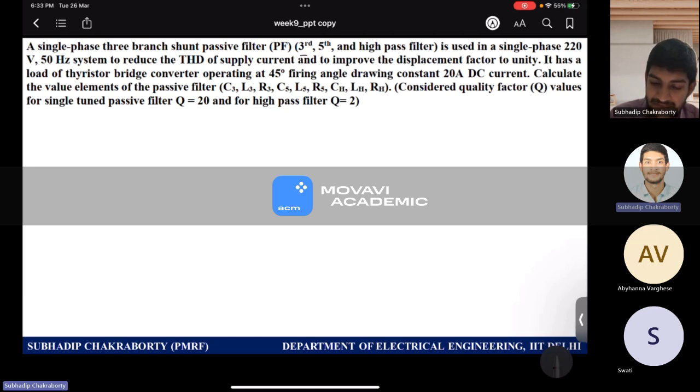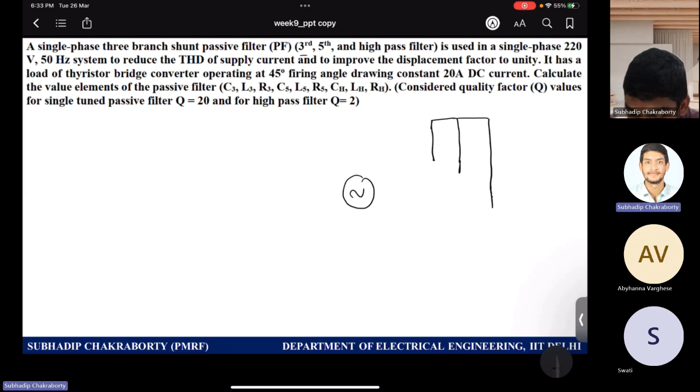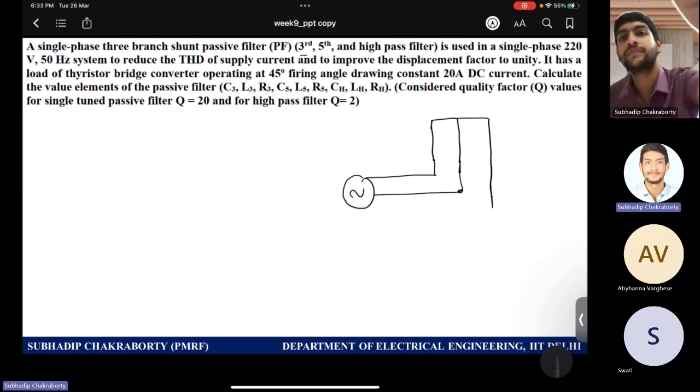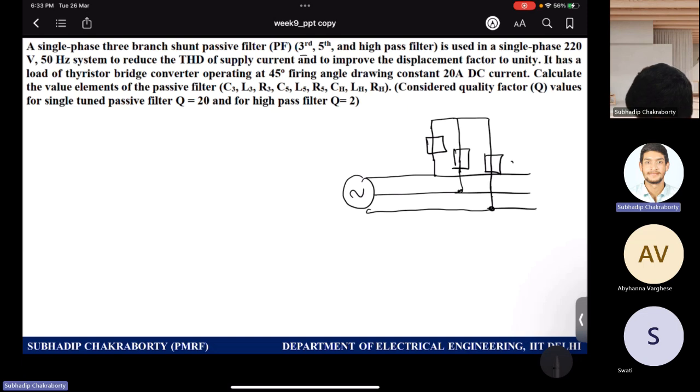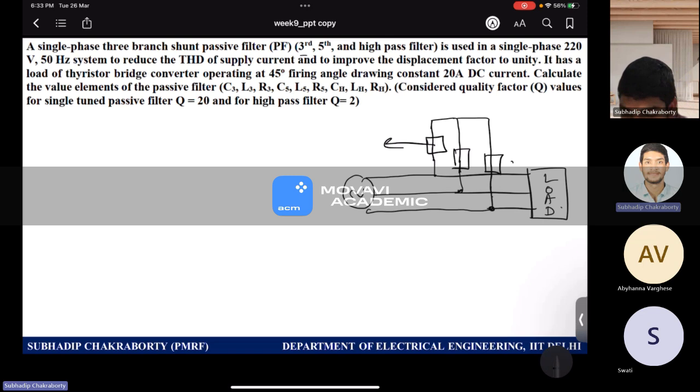Okay. So it is a three-phase system. We have the supply, and we have connected the shunt passive filter, and these are the elements. And then you have the loads and all those things, right? So inside this passive filter, we have three branches, like this.